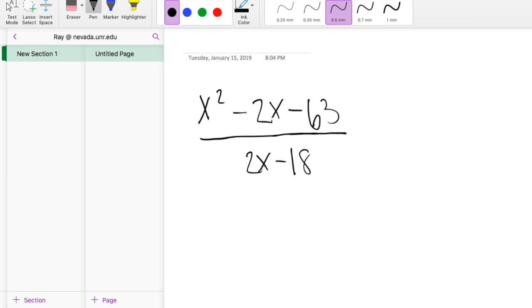All right, now we have another problem here. We're going to start it the same way we did the other one. So let's zoom in here. All right.